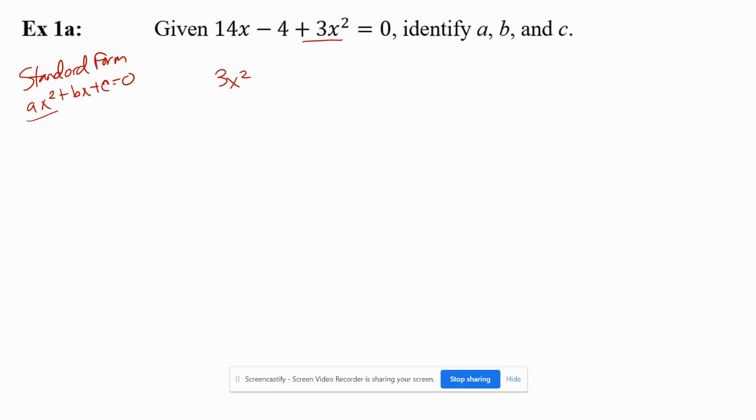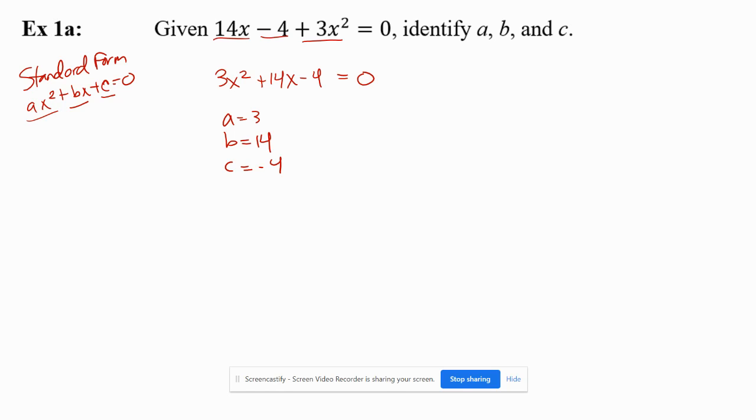So we have the ax squared. Then we want the bx. That's positive 14x. We got that. Then we want our c, our constant, minus 4, equal to 0. Once it's in standard form, then we can identify a, b, and c. A is 3, b is positive 14, and c is negative 4.